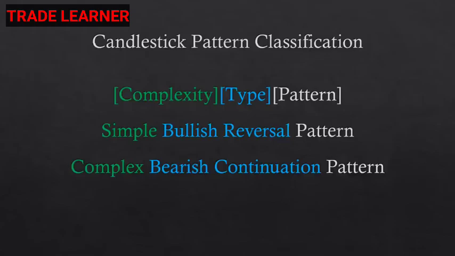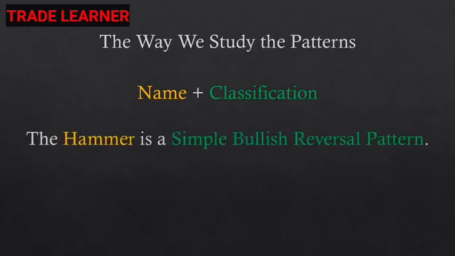A third example could be a simple neutral pattern. In this case, we know that the pattern has only one candle, and that it indicates a momentary stop in price. The way we study various candlestick patterns is by saying their name and then saying their classification. For example, the hammer is a simple bullish reversal pattern.